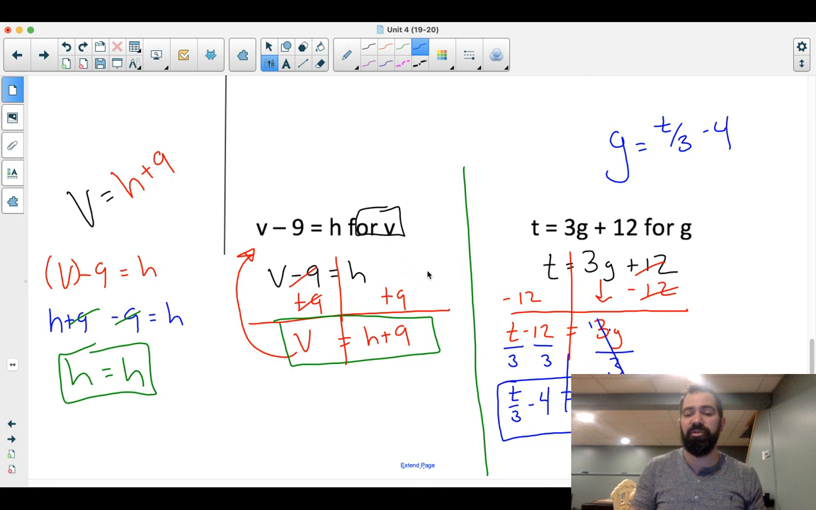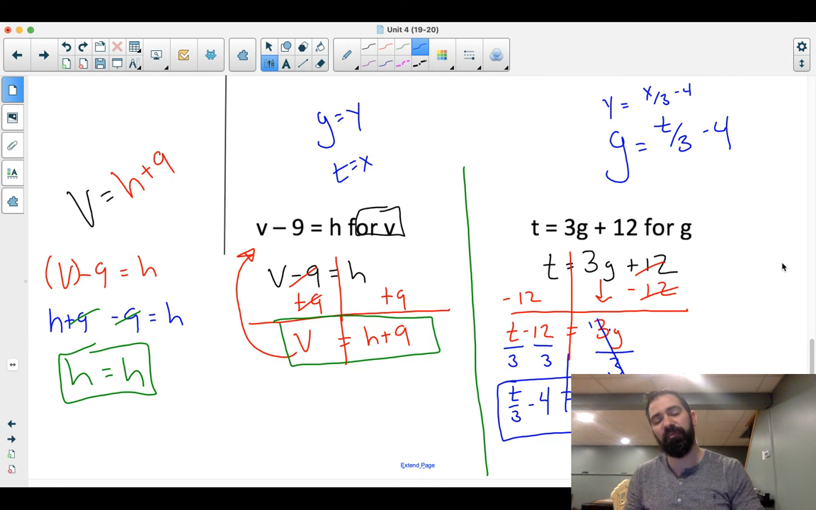What you're doing actually is you're helping yourself create linear equations. If G was y, and again, I can pick any variable, so it doesn't matter, and T was x, this would end up equaling y equals x over 3 minus 4. And that's just a linear equation. 1/3 is your slope, negative 4 is your y-intercept. And that's what we're going to be getting into.